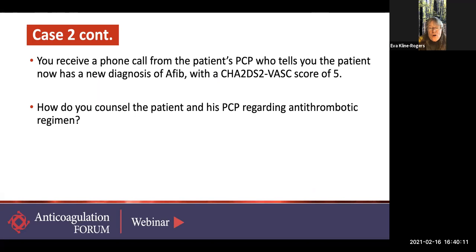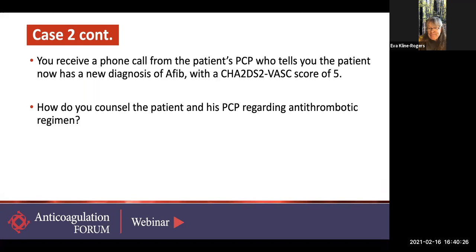You receive a phone call from the patient's PCP who tells you the patient now has a new diagnosis of AFib with a CHA2DS2-VASc score of 5. How do you counsel the patient and his PCP regarding antithrombotic regimen?